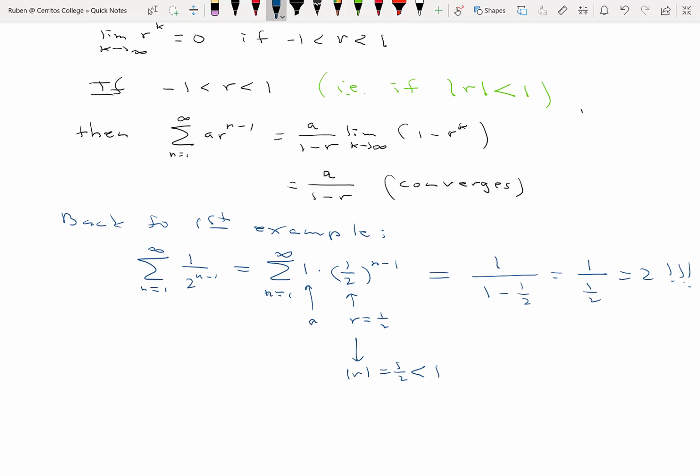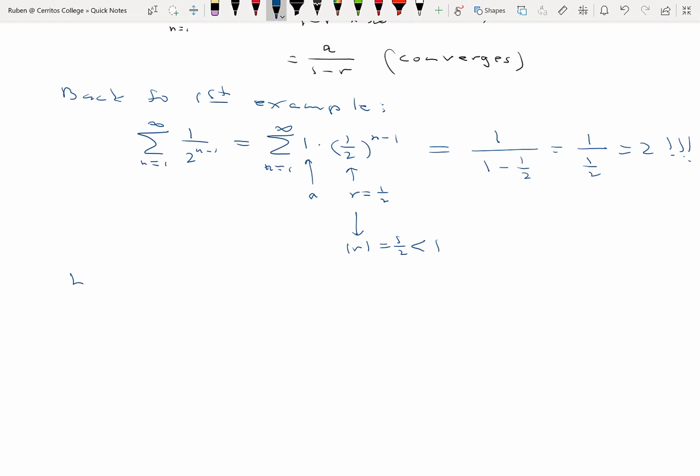So we know that the geometric series converges if the absolute value of R is less than 1. What if the absolute value of R is not less than 1? Let's say, what if R is 1?